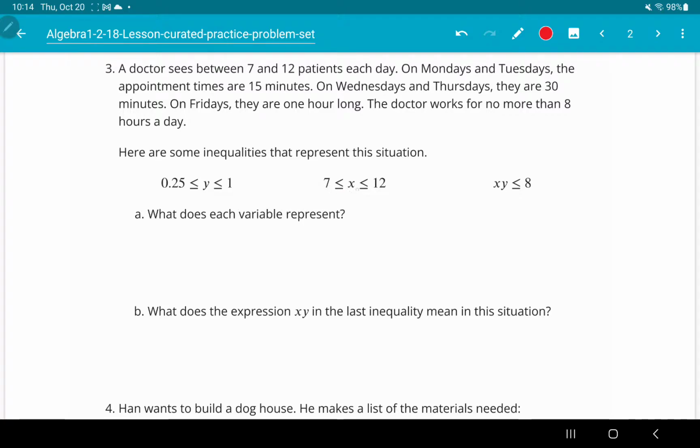7 is less than or equal to x, which is less than or equal to 12. Oh, okay, so I see a 7 and a 12 right here. And these are the patients that the doctor sees each day.